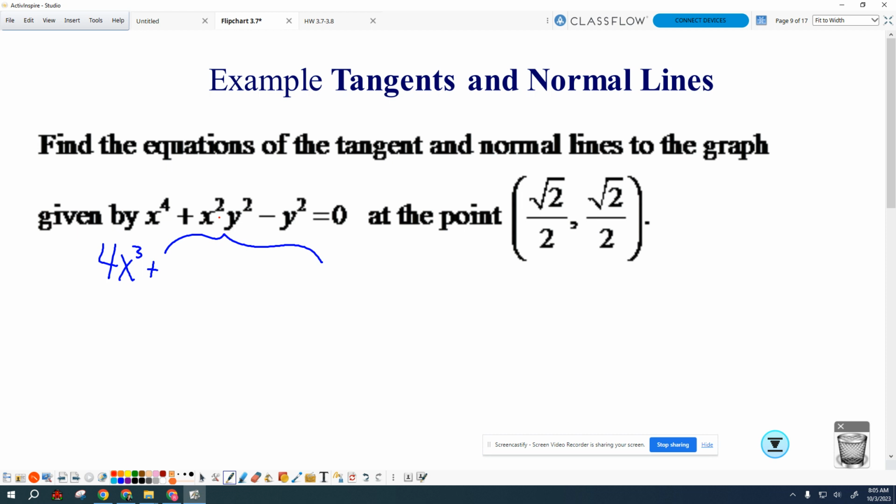Jasper? You will do x squared times y. Hold on, implicit differentiation and the derivative of the y. That's first times the derivative of the second, plus second times the derivative of the first. So, y squared times.